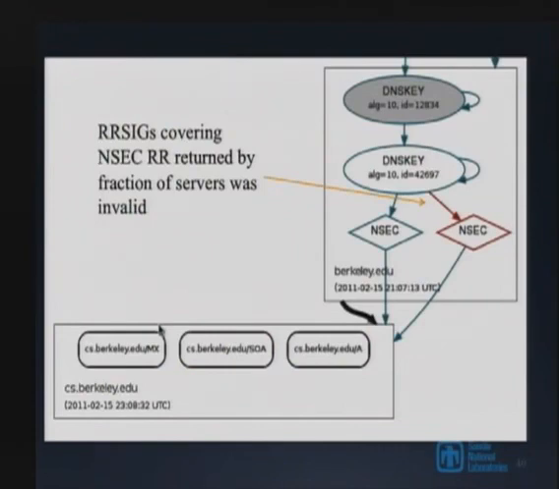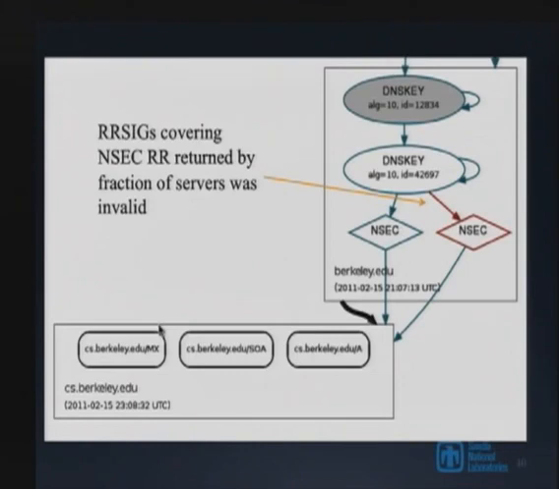This was an interesting problem that came up just last week with berkeley.edu, and it was actually a problem in software, the software version that they were running. What it was is that, again, this NSEC record is important to prove to the resolver that it's an insecure delegation below, that the zone below is unsigned.